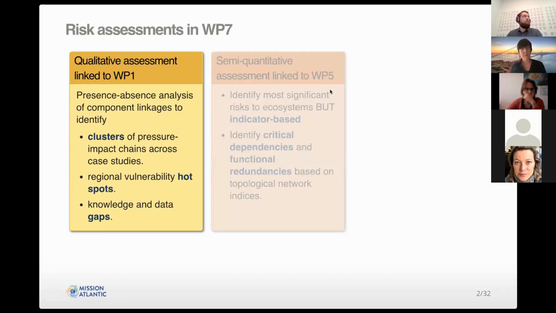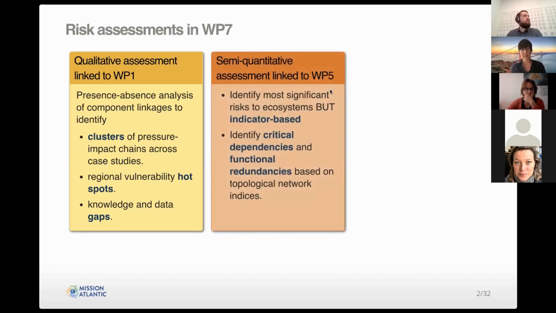In the next step, when we do the semi-quantitative assessment, we want to work more on the indicator and try to do a risk assessment on a more semi-quantitative level, but really on the indicator, not necessarily the components that you defined in the conceptual ODIM model. We also want to check whether there are any critical dependencies and functional redundancies using topological network indices. However, I started already to try to do this also with the presence absence data in the deliverable report. I will also show you.